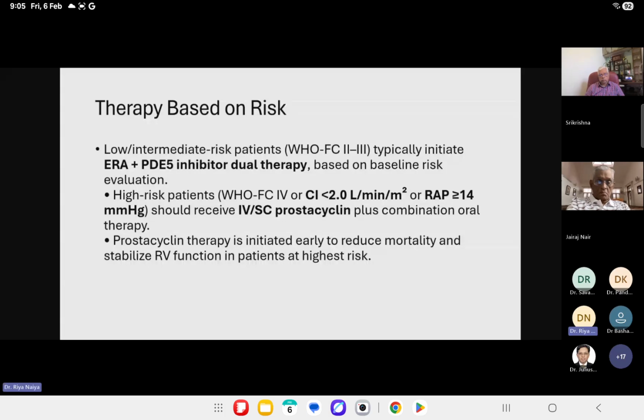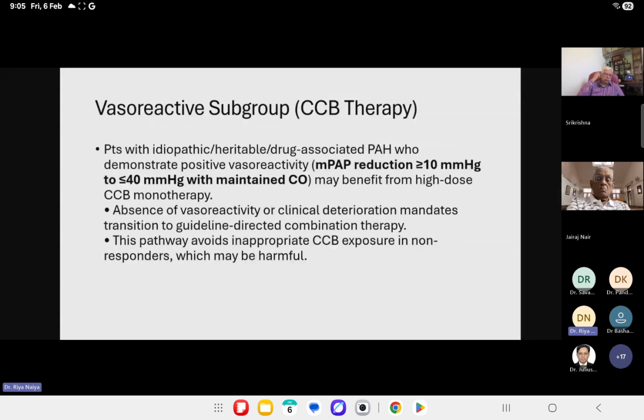The vasoreactive subgroup, like I mentioned earlier: vasoreactivity testing helps us dictate whether to start calcium channel blockers or not. Patients with idiopathic, heritable, or drug-associated PH who demonstrate positive vasoreactivity, which shows an MPAP reduction of more than or equal to 10 to less than 40 with maintained cardiac output, may benefit from high dose CCB monotherapy. Absence of vasoreactivity will mandate transition into guideline-directed combination therapy. This pathway avoids inappropriate CCB exposure in non-responders, which may be harmful.